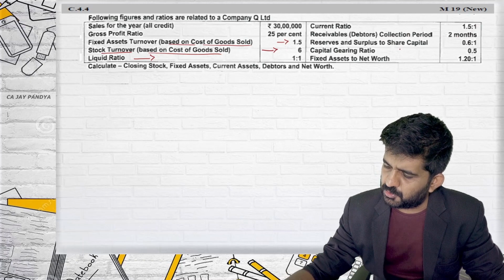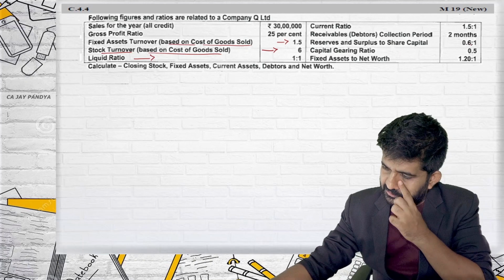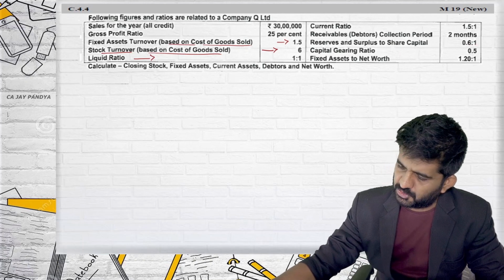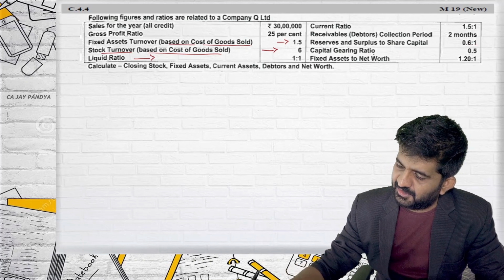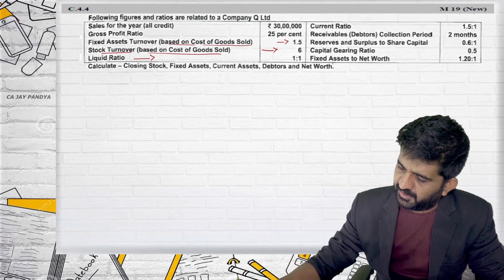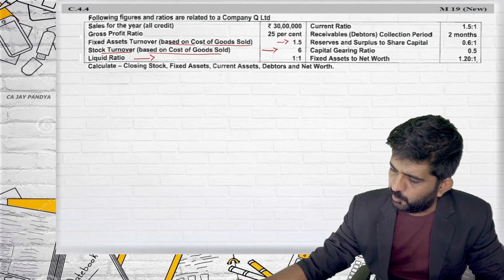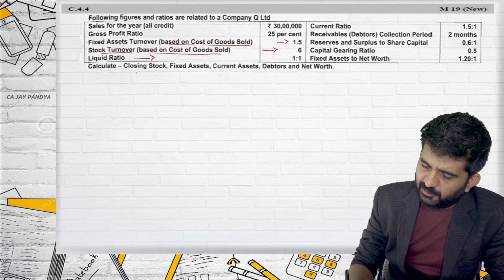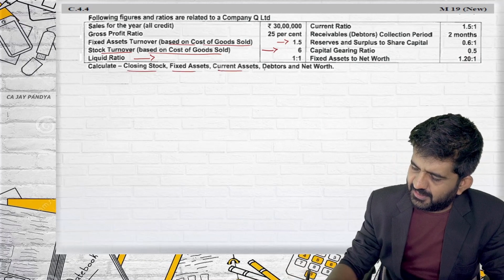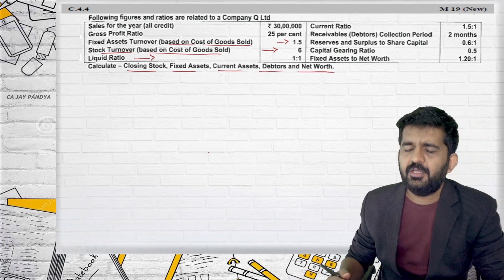Reserves and surplus to share capital is 0.6:1. Capital gearing ratio is 0.5. Fixed asset to net worth is 1.2:1. Calculate closing stock, fixed asset, current assets, debtors and net worth.